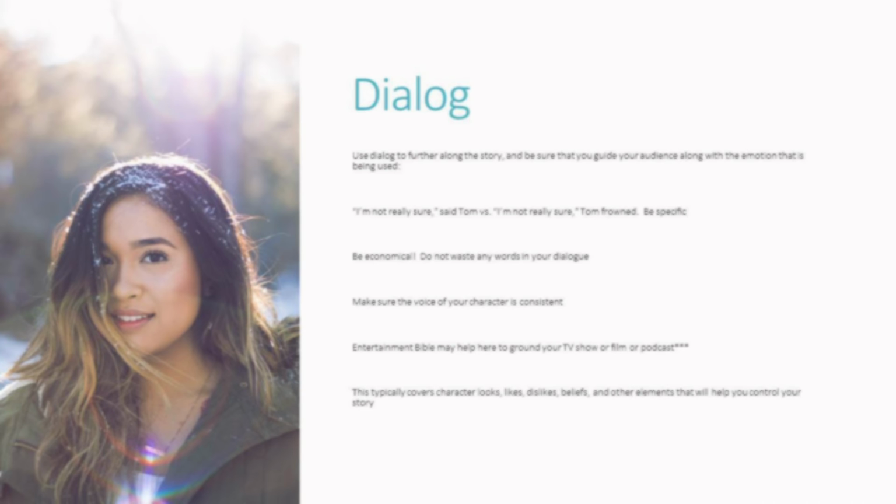Dialogue is a little bit more straightforward and deliberate in moving along the plot. "I'm not really sure," said Tom, versus "I'm not really sure." Tom frowned. So you want to be specific when you're writing down dialogue or when you're thinking about how a character might talk. Be economical. Don't waste any words in your dialogue.